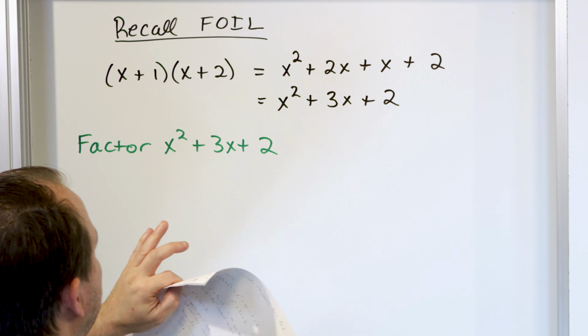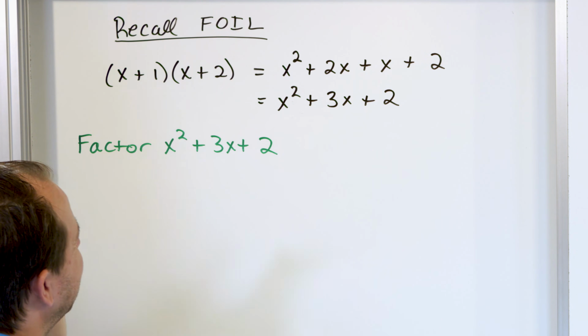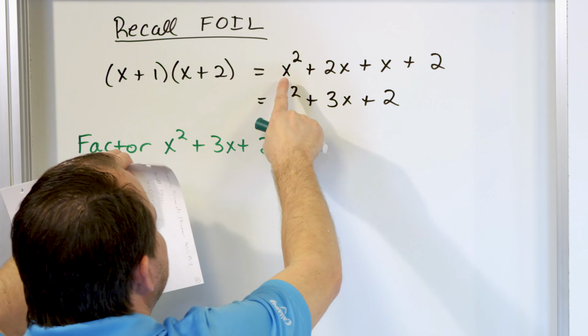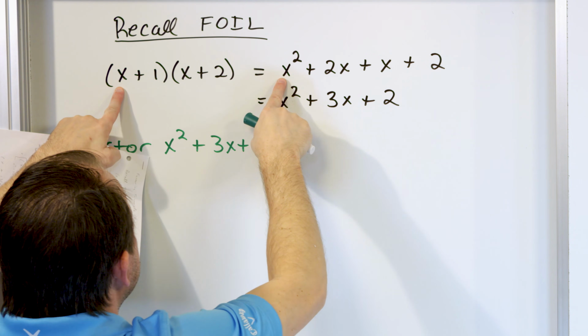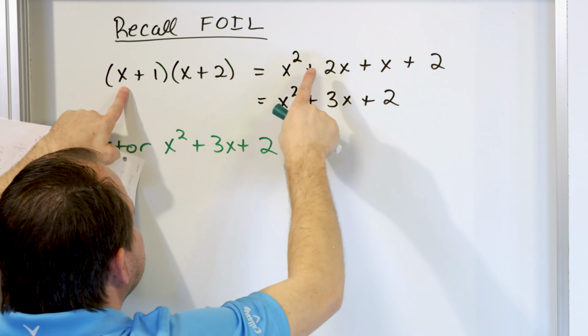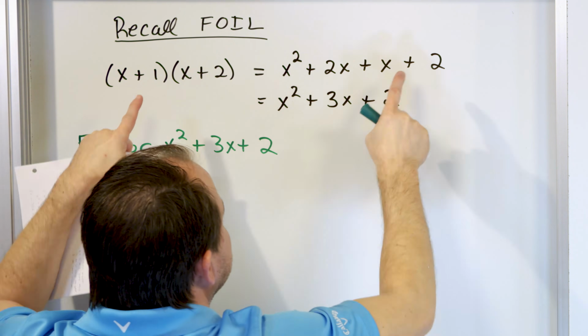Before we get there, I want to call your attention to something really important up here. You already know it, but I'm just going to call your attention to it. Notice to get this guy, we multiplied all these terms. X times x gave us x squared. Then we had the outside terms giving us this. Then we had the inside terms giving us this. Then we had the last terms giving us this.